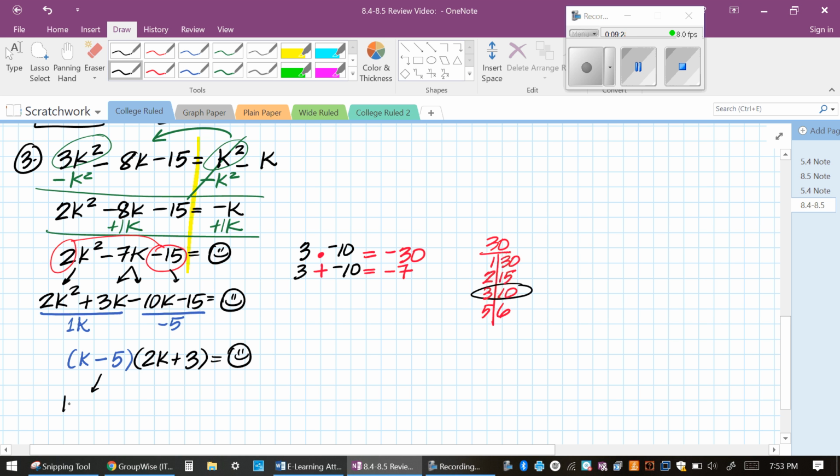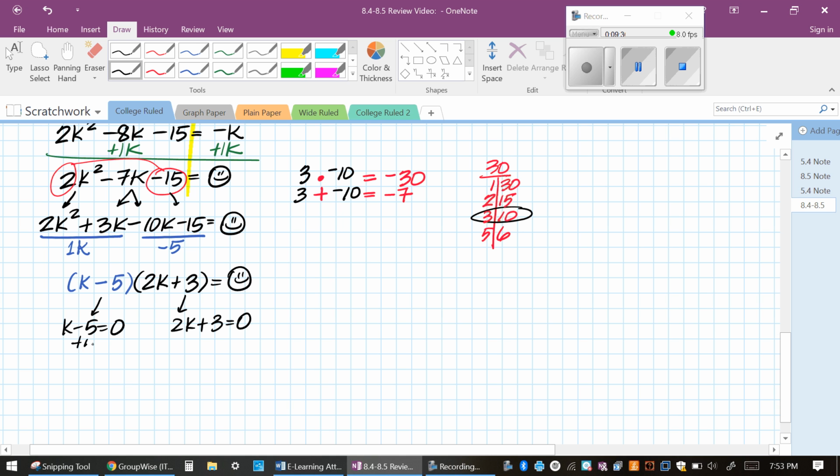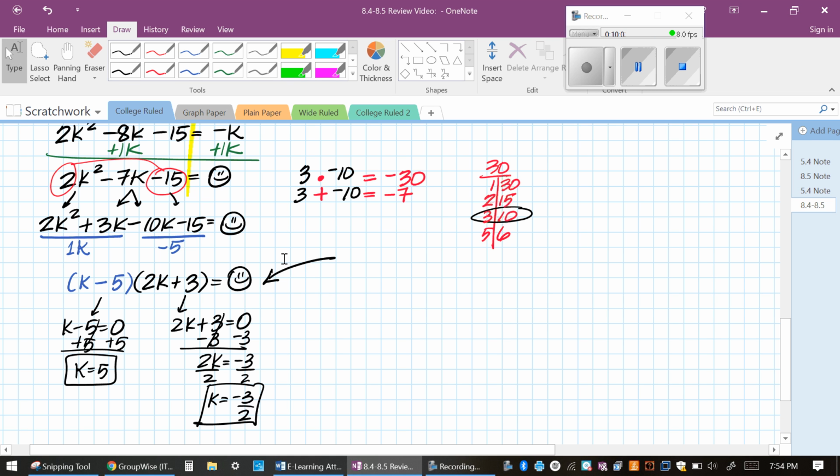Okay, your last step is to solve each one of these to obtain your solutions. So set each one equal to 0. Some of these require a little bit more work. Some of them you can do in your head. And some of you might be able to find the solution without doing any work once you get to this step. Okay. So that was a quick review of lesson 8.4.